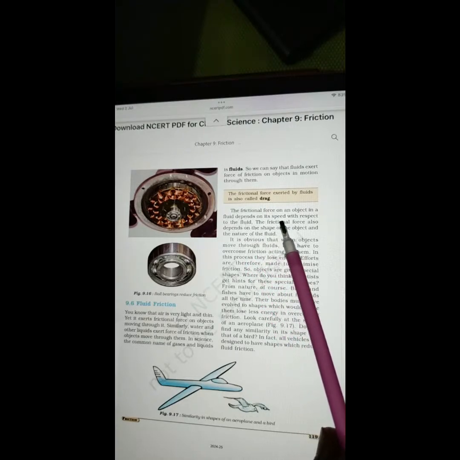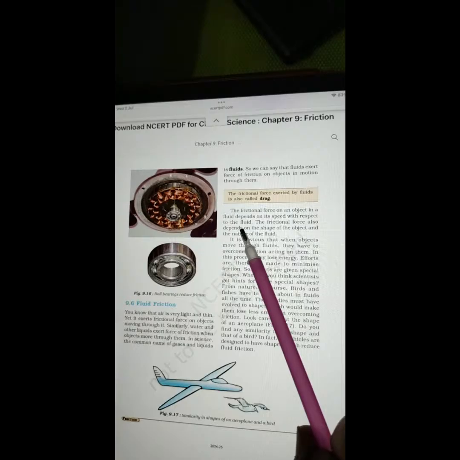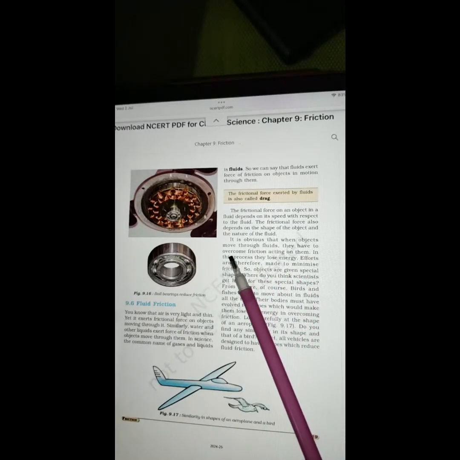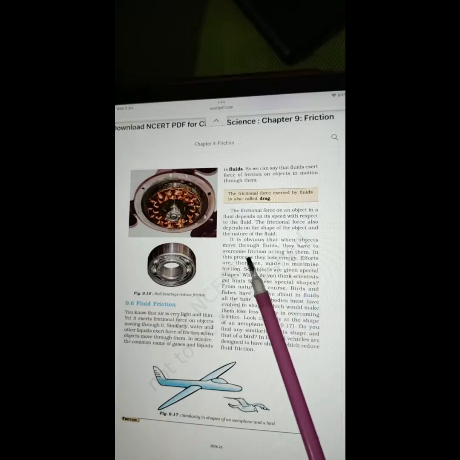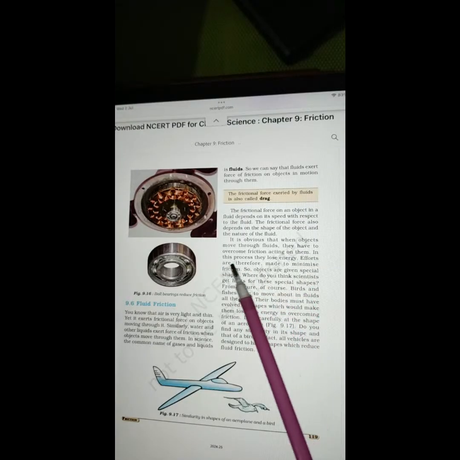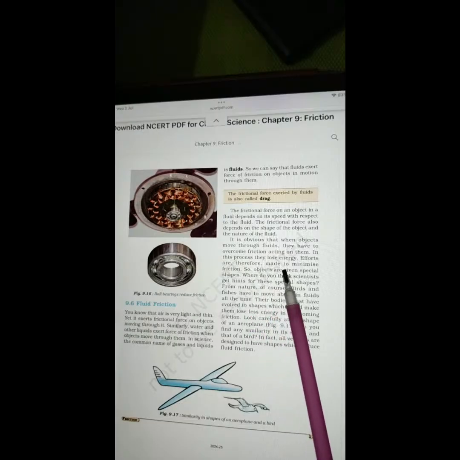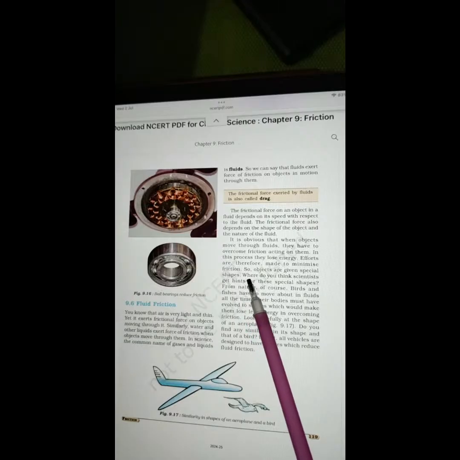The frictional force on an object in a fluid depends on its speed with respect to the fluid. The frictional force also depends on the shape of the object and the nature of the fluid. It is obvious that when objects move through fluids, they have to overcome friction acting on them. In this process, they lose energy. Efforts are therefore made to minimize friction. So, objects are given special shapes.